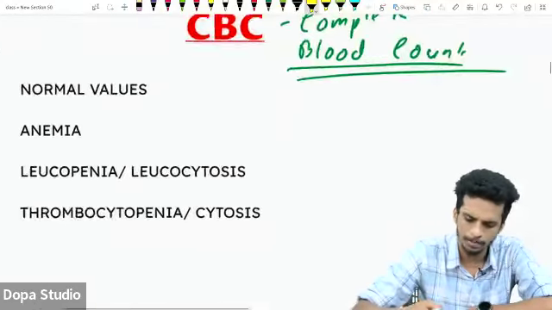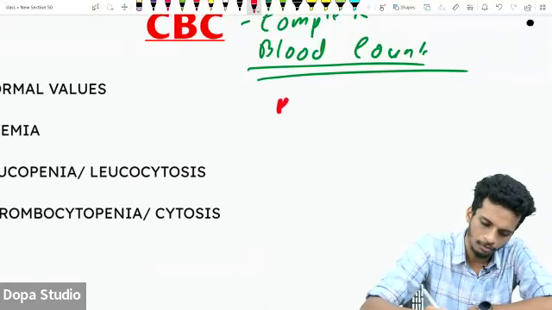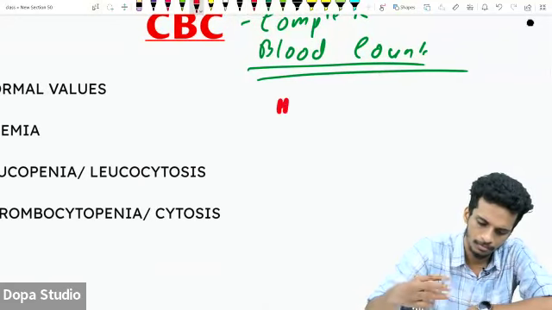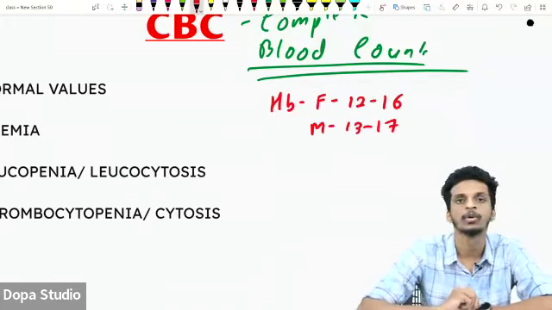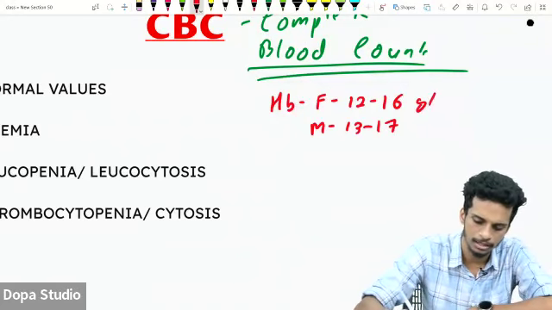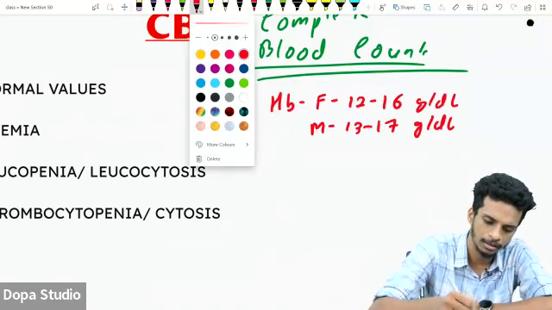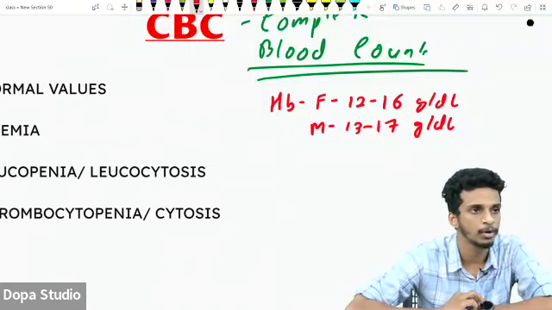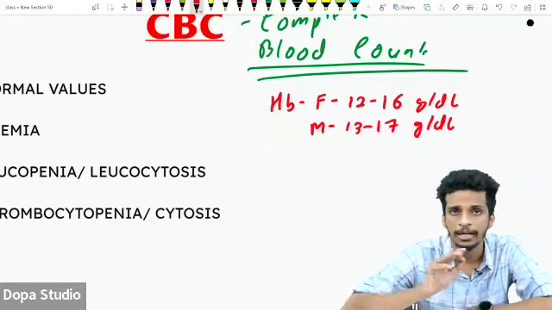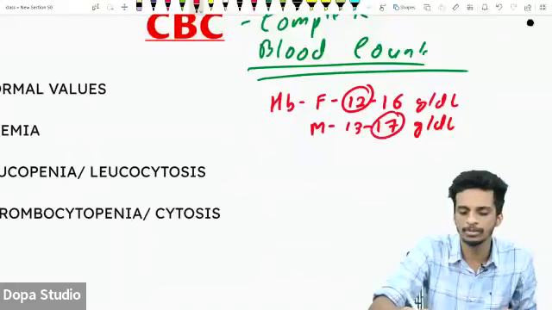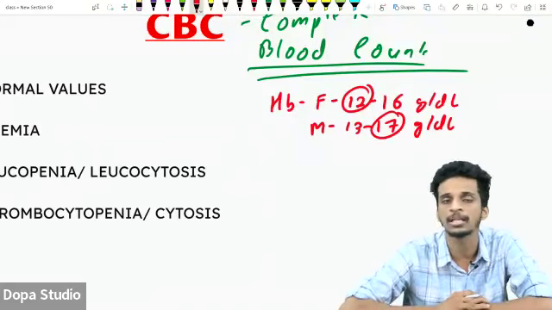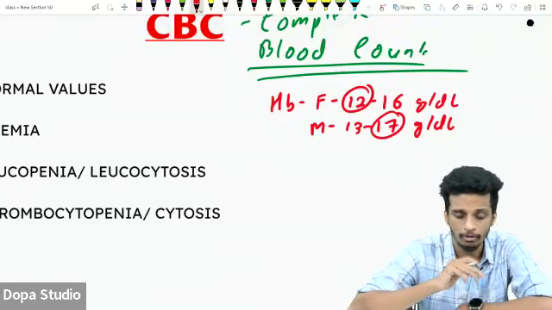Speaking about the normal value of hemoglobin, according to WHO, it is 12 to 16 in females and 13 to 17 in males. This is in gram per deciliter. So on average, you can take that the normal hemoglobin value is from 12 to 17, irrespective of the sex, but it is slightly lower in females and slightly more in males.